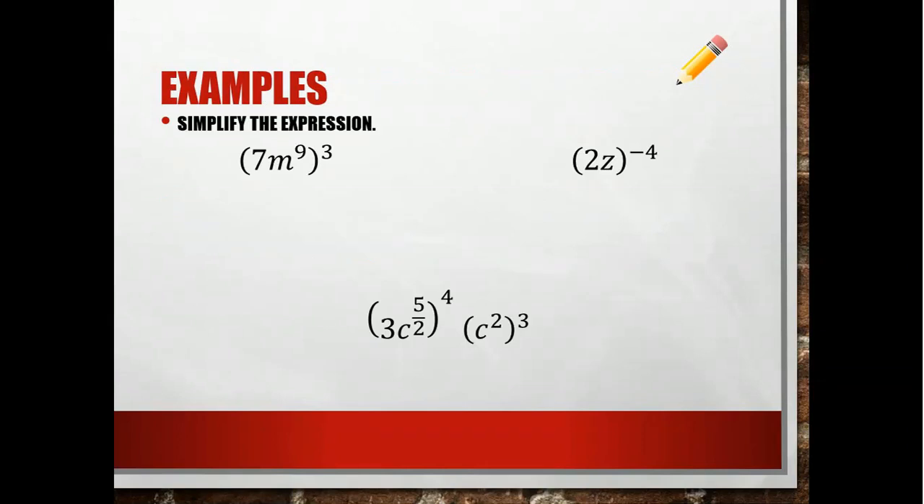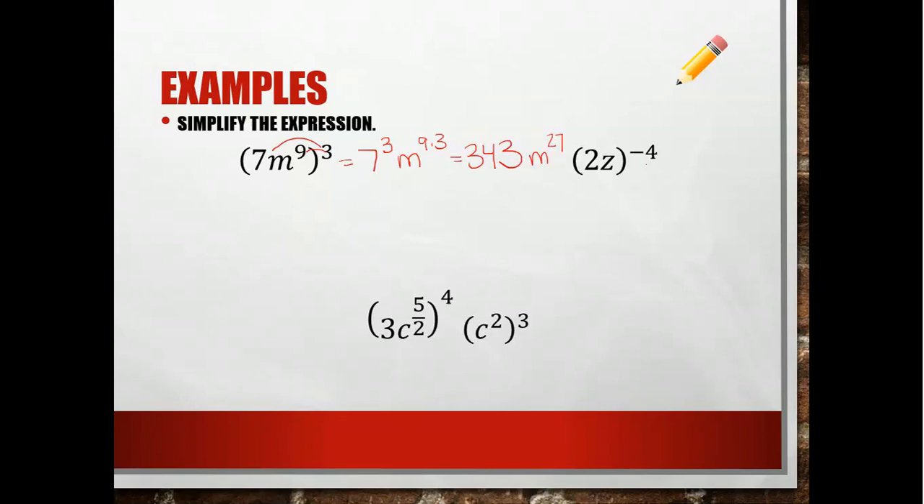So I have 7m to the 9th, to the 3rd. Well, this 3 then has to go to both of those guys. So I'm going to have 7 to the 3rd and m to the 9 times 3. So you're still going to multiply. Well, 7 to the 3rd is, quickly on my calculator here, 343. And then 9 times 3 is 27. So I got 343 m to the 27th.